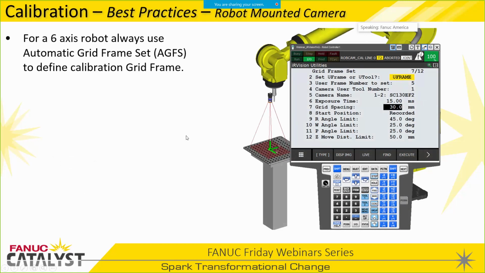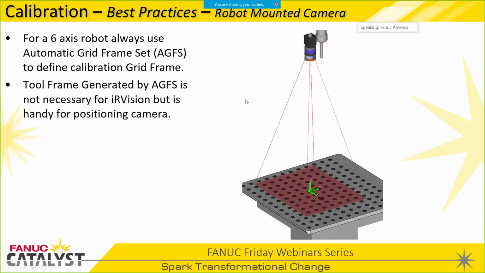We'll dive into calibration. So for a robot-mounted camera and for a 6-axis robot, you always want to use the automatic grid frame set feature of iRVision. It's included with iRVision. It's not a separate option. You get to it via the utilities menu on the iRVision screen. What that does is it defines the user frame for the calibration grid. So you always want to use automatic grid frame set when you have a robot mounted camera.